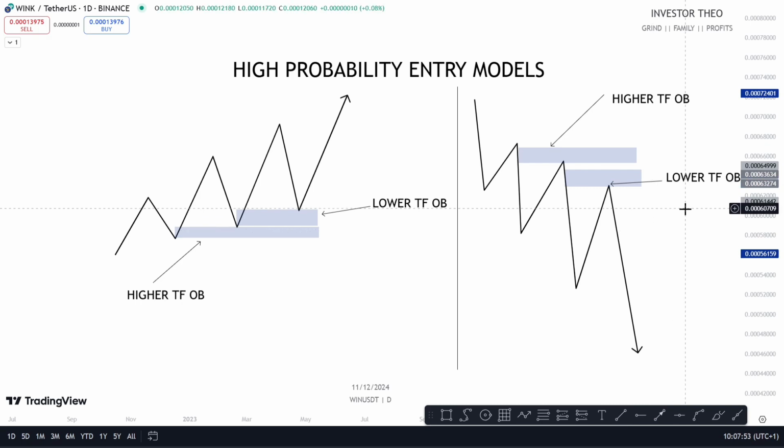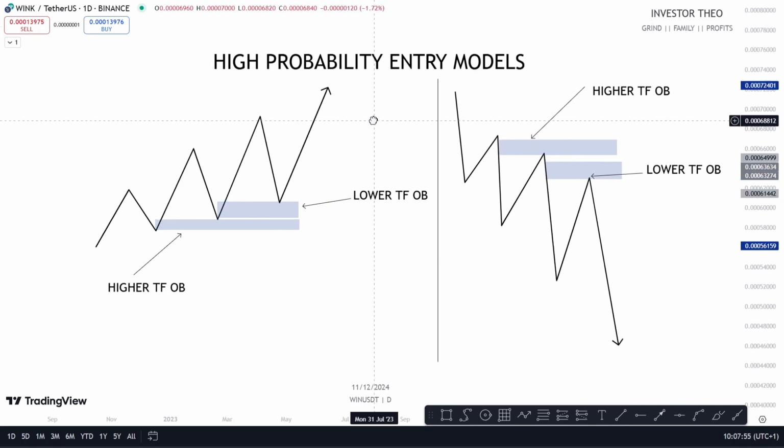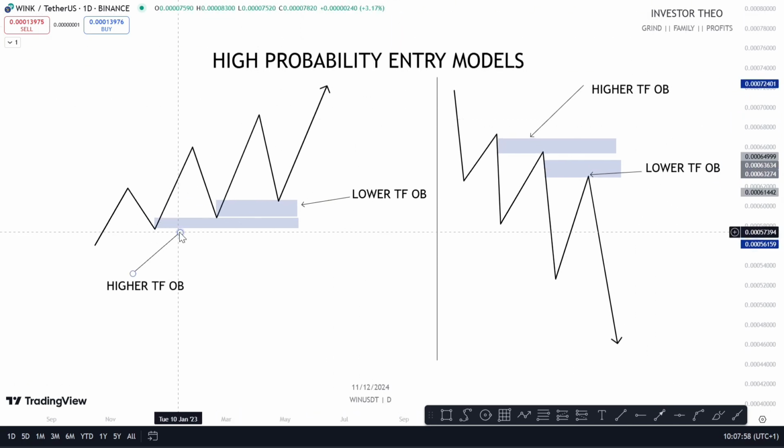So let me show you how this plays out. Now, the market simply follows this. It's as simple as this. On a higher time frame, which can be, let's say you're trading on the 1 hour time frame.